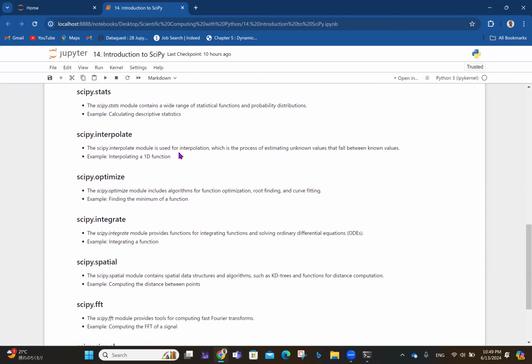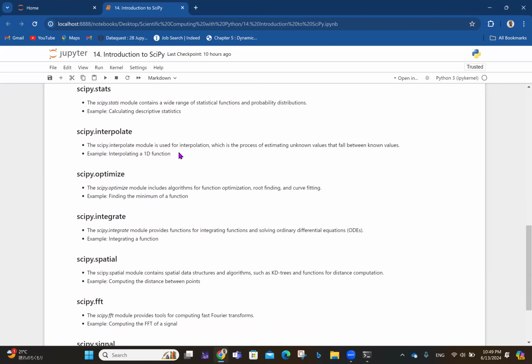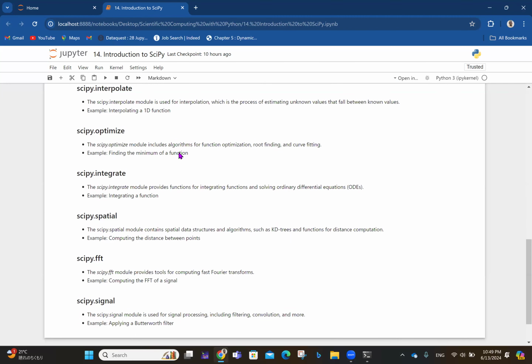SciPy stats, of course, as you can see already, the SciPy.stats module contains a wide range of statistical functions and probability distributions. And an example of that would be calculating descriptive statistics like mean, median, mode, and all of that. And of course, there's SciPy interpolate.